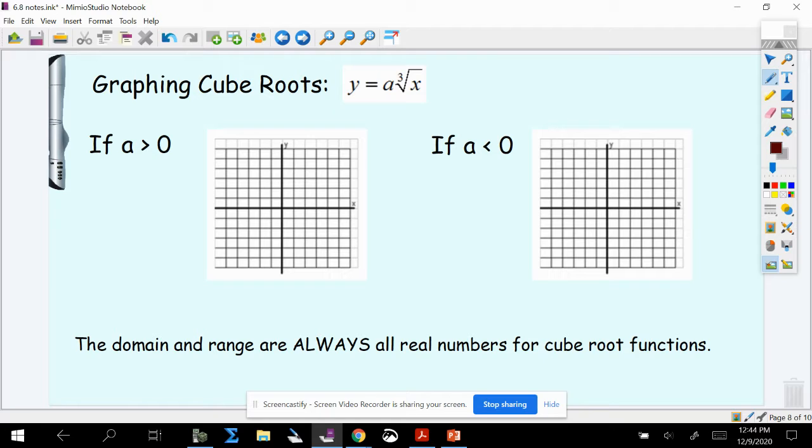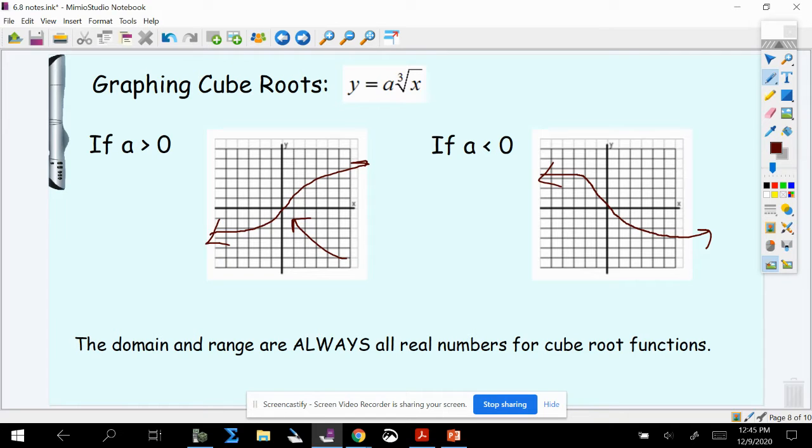A cube root graph, if the a value, the number in front, is positive, looks like this. I like to describe it to students as a snake graph. It starts off below the x-axis and snakes up through the origin. The one point that all of the parent functions will have in common is that origin point. And then after the origin, it hovers above the x-axis. If it's negative, it just switches. It starts off above the x-axis, snakes through the origin, and then goes below the x-axis. So those are all of your cube root functions.